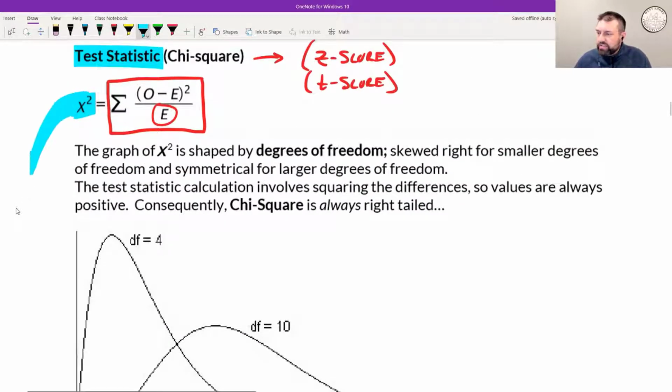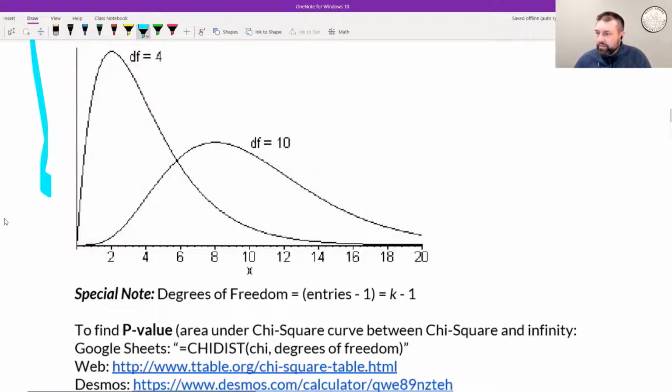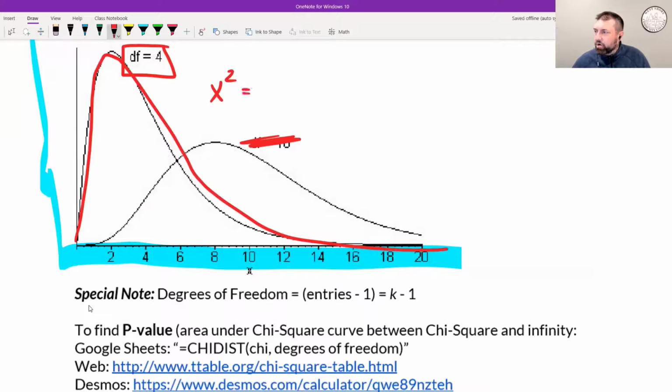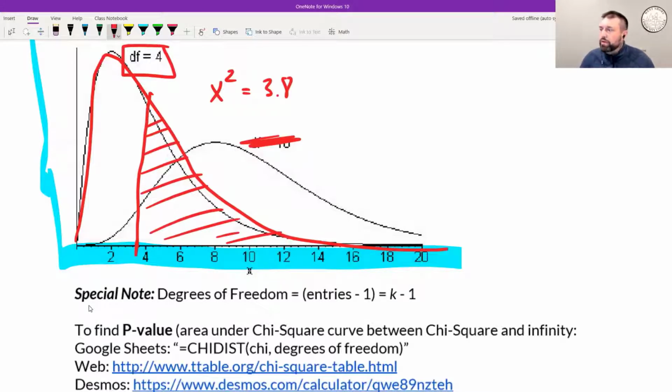you will graph this test statistic on this axis. Let's say your degrees of freedom are 4. Let's say chi-squared equals 3.8. So you're going to put a mark at 3.8, and you are going to find the area to the right of the curve at 3.8.